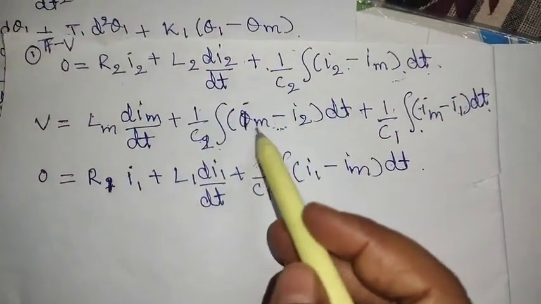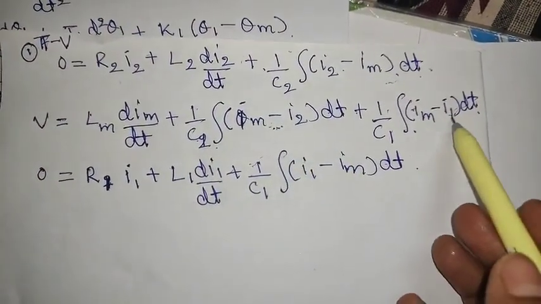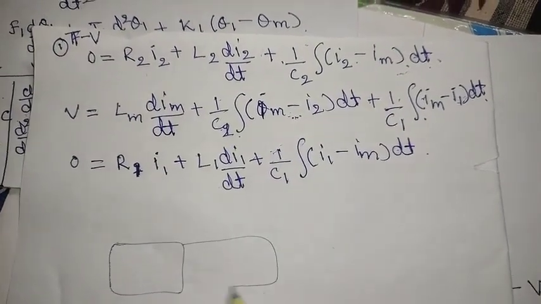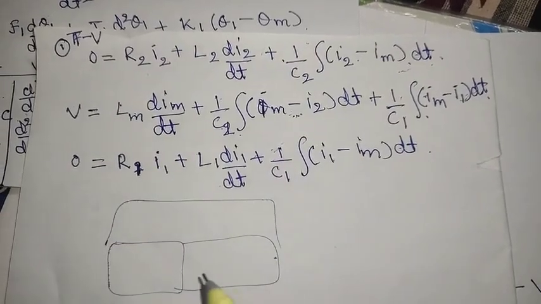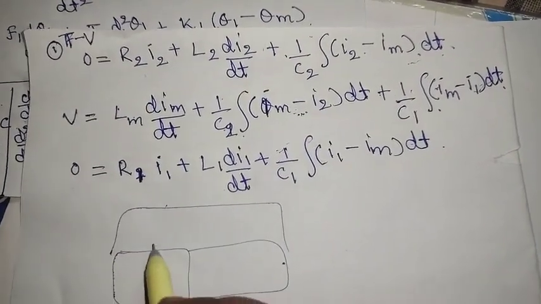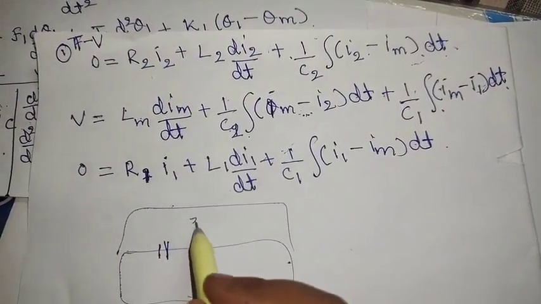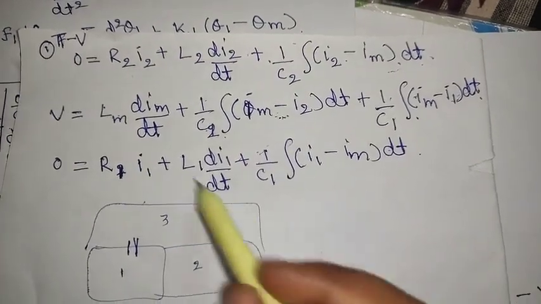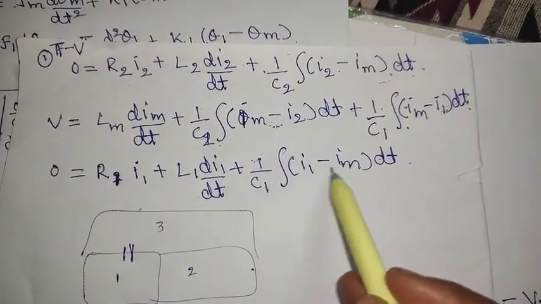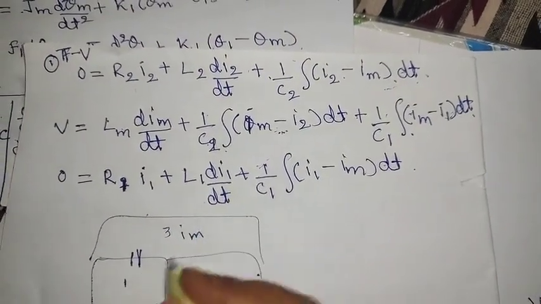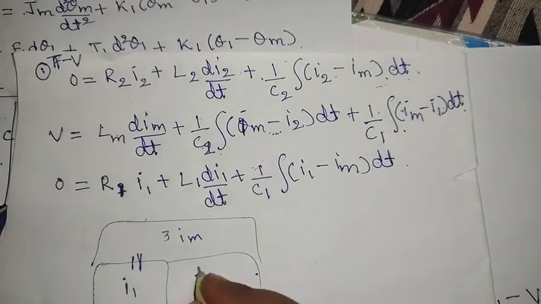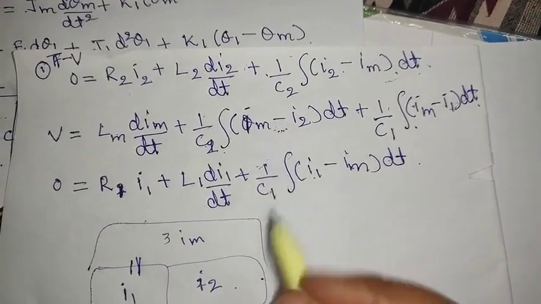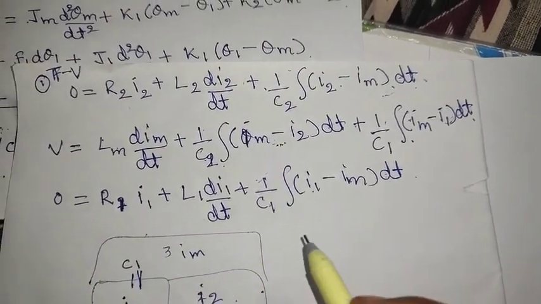If you observe, Im minus I2 is there, and Im minus I1 is also there. So how should we draw the first loop, second loop and third loop? Here the capacitance should be between the third loop and the first loop, and the first loop and second loop. Between the first and second, nothing common is there. This is Im, this is I1, this is I2. Now between Im and I1, what is there? C1 is there, so we shall write this as C1.